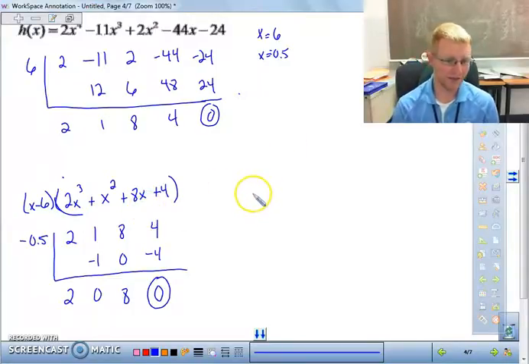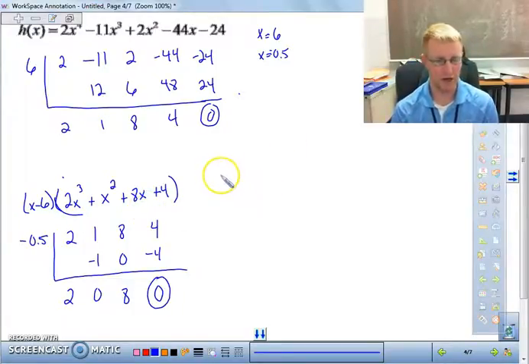Now, this may take a little bit of thought, but now if we write out our factors, we know we have x minus 6.